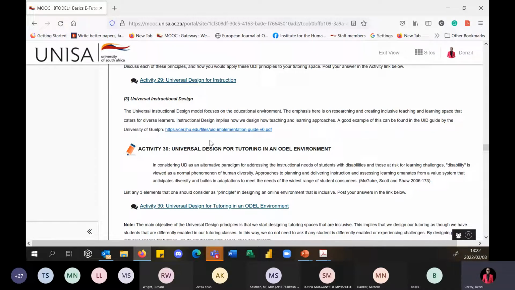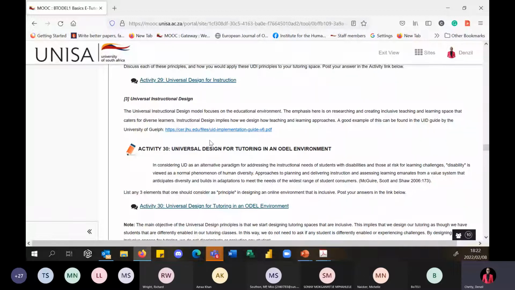Now, remember, in your portfolio, we ask you to design activities, but in your portfolio, we also ask you to demonstrate how you apply the universal design principle. So be cognizant that when you are engaging with the study unit, you will be asked in your portfolio to apply some of these concepts, or demonstrate some of these concepts, right?